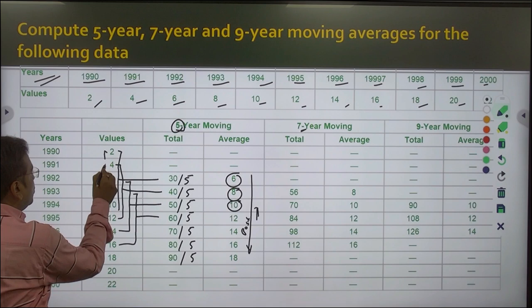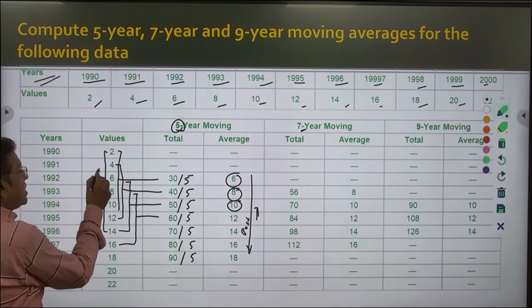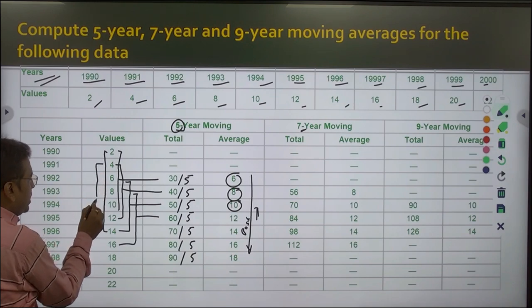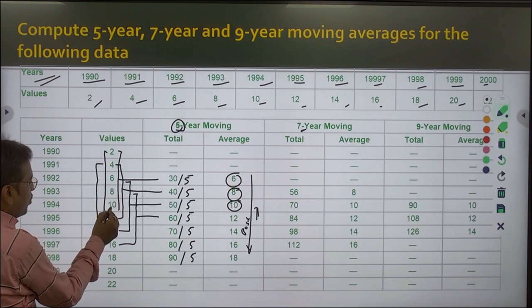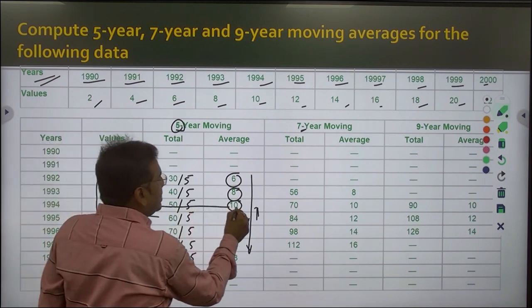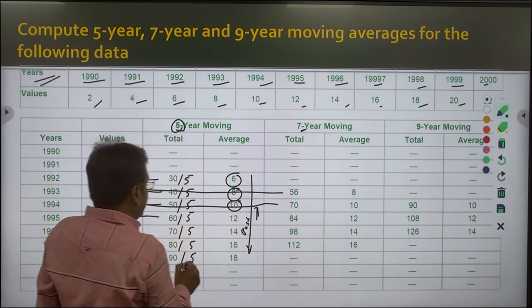1, 2, 3, 4, 5, 6, 7. For the next one, 1, 2, 3, 4, 5, 6, 7. So the mid value is this one, and you have to write this over here. The mid value is this one, you have to write it over here like this.